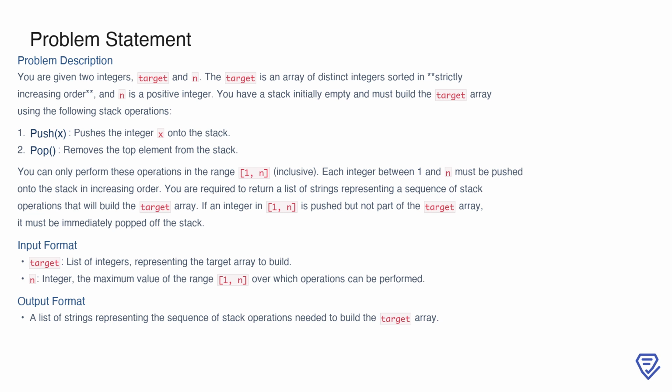The key constraint is that numbers must be pushed onto the stack in increasing order from 1 to n. If a number is pushed onto the stack but is not part of the target array, it must be immediately popped off. Our task is to determine a sequence of these operations that will build the target array and return it as a list of strings.